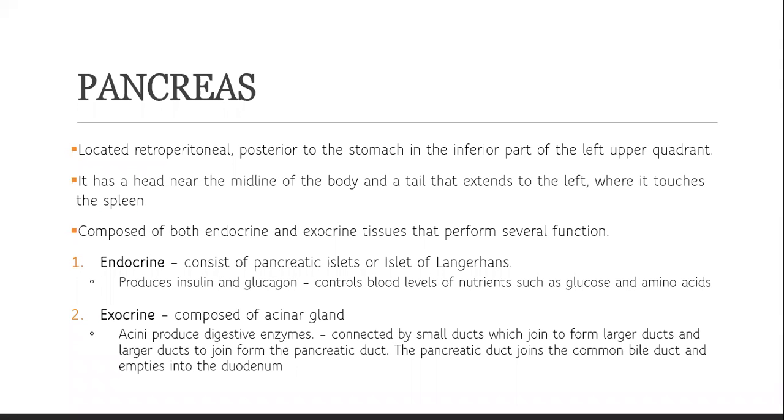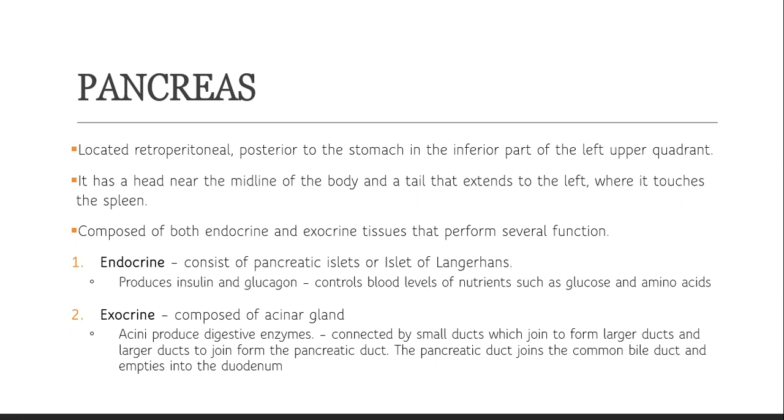Then the next organ is the pancreas. It is located retroperitoneal, posterior to the stomach in the inferior part of the left upper quadrant. It has a head near the midline of the body and a tail that extends to the left where it touches the spleen. So the pancreas has both endocrine and exocrine tissues that perform several functions.